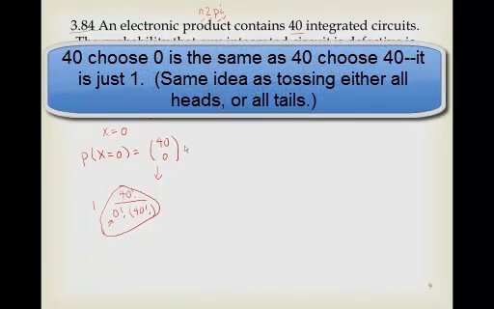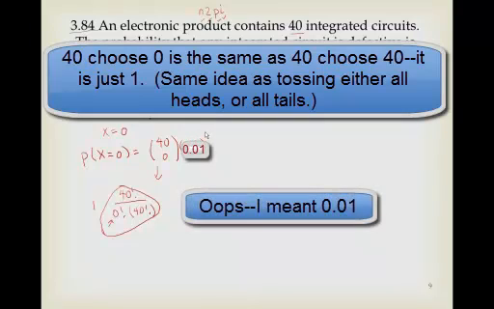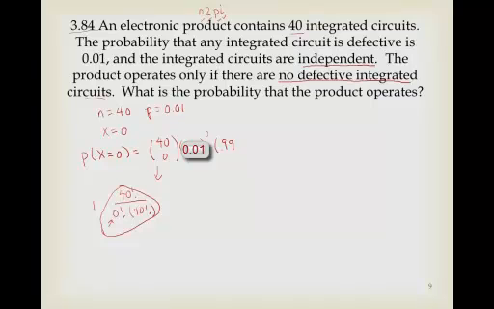Okay, so now we're going to have 0.01 raised to the 0 power, and 0.99, and of course this turns out to be 1 too, and we've got 0.99 raised to the 40th power. Work that all out on our calculator, and it's 0.6690. So all of that, and it wasn't too bad at all to figure out.